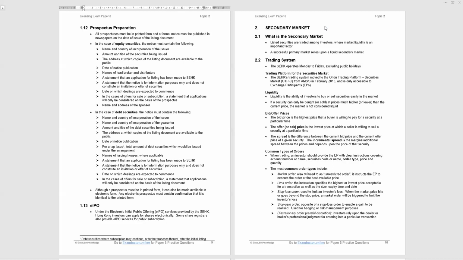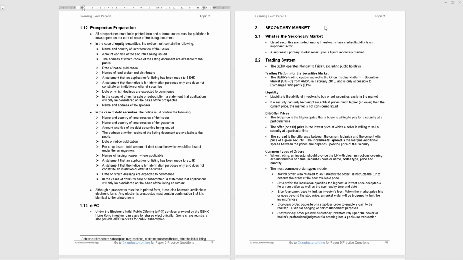A stop loss order, that's used to limit your loss. So if prices are falling, then you will give a price at which you must sell. Stop gain order, opposite of stop loss, enables a gain to be realized. So if prices are going up and you're getting a bit nervous, it might be getting a bit too high, might fall in the future, you say if it hits that price, let's seal the gain.